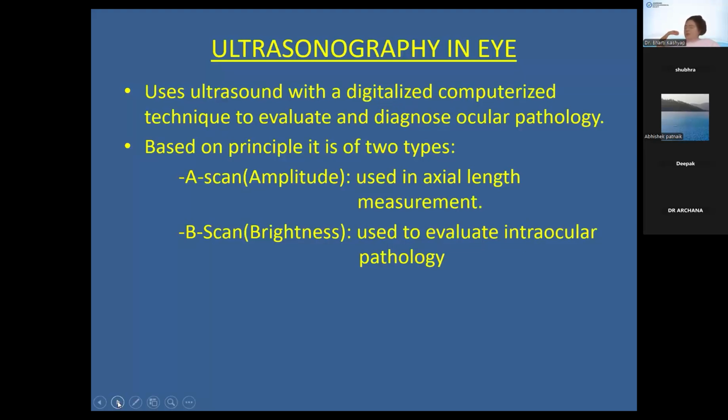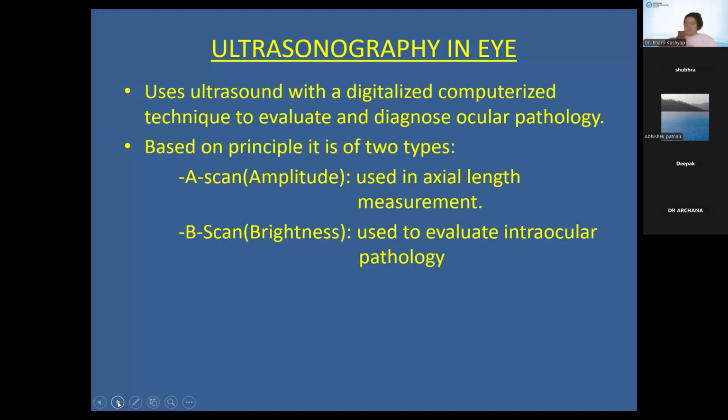So what is ultrasound? Ultrasound is anything which is beyond the range of a normal sound that a person can perceive. This principle has been used as a diagnostic tool to delineate some retinal diseases. This principle actually comes from the habit that bats have.